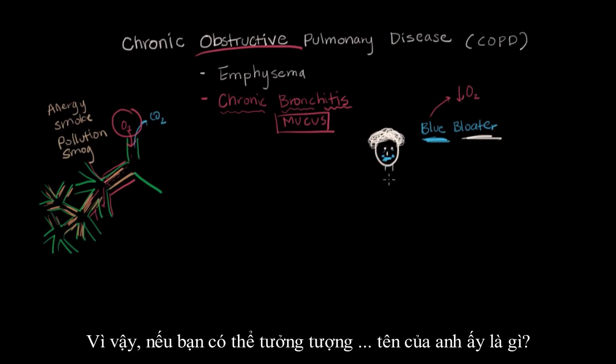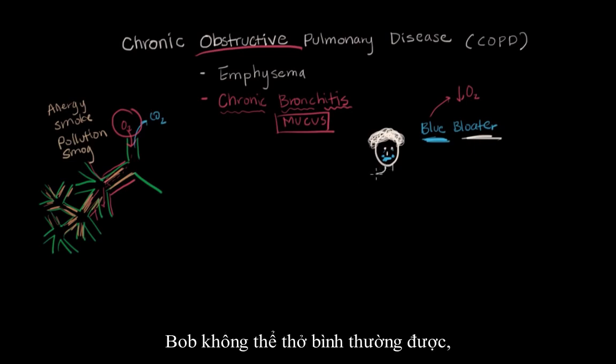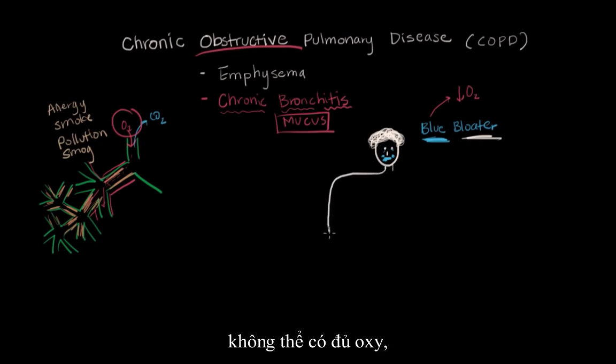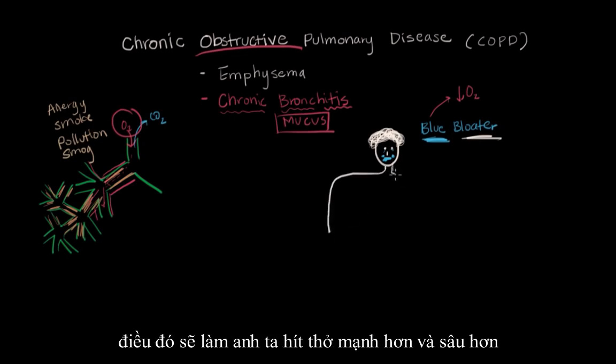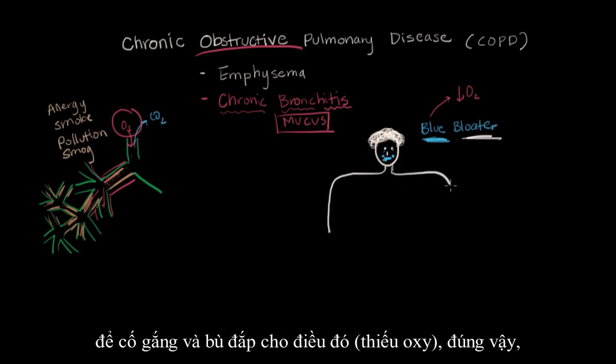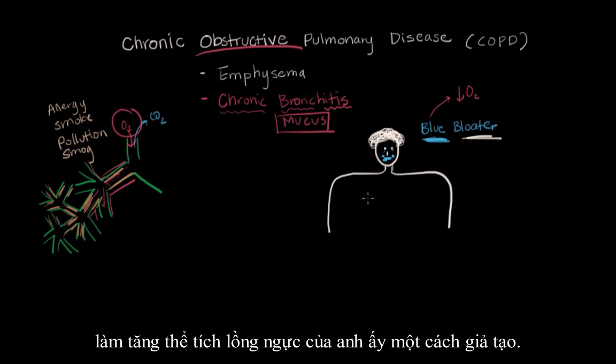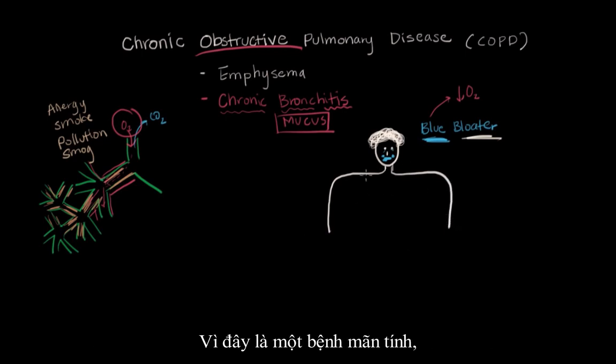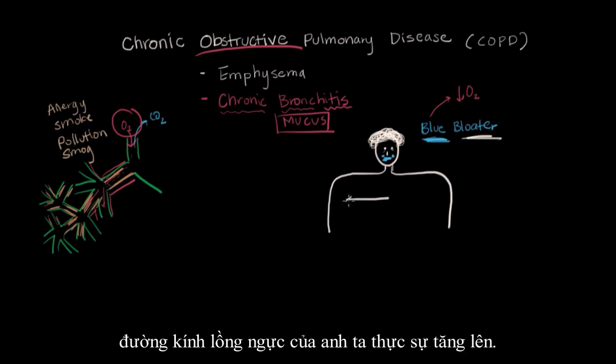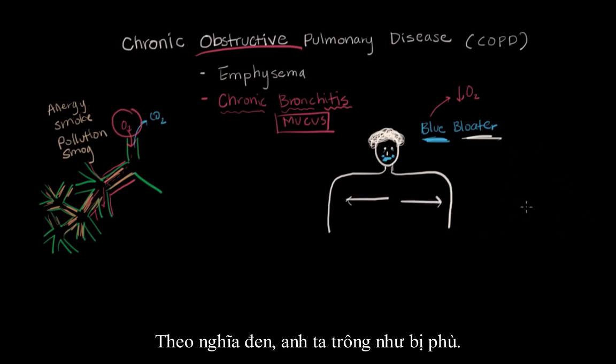So if you can imagine this, what was his name, Bob, can't take a good breath in, can't get enough oxygen, then he's going to take bigger and deeper breaths to try to compensate for that, right? Which artificially increases his chest volume. So since this is a chronic disease, then over years and years, the diameter of his chest actually increases. And he literally just looks bloated.